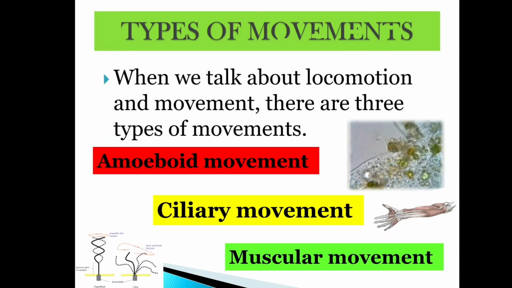Types of movements. When we talk about locomotion and movement, there are three types of movements: Amoeboid movement, ciliary movement, and muscular movement. These are the three types of movements, and we are going to discuss them.